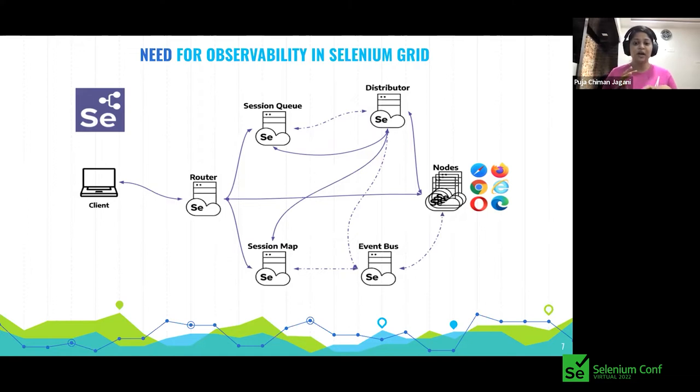So today, the Grid 4 architecture has kept in mind the microservice architecture we have today, where monoliths are broken down into smaller services that run independently in cloud, on different machines, and communicate with each other. The same thing is emulated with Selenium Grid. As you can see in this architecture diagram, on the left-hand side, you see a client, which is nothing but your machine, where you write your tests in your favorite test framework using Selenium.